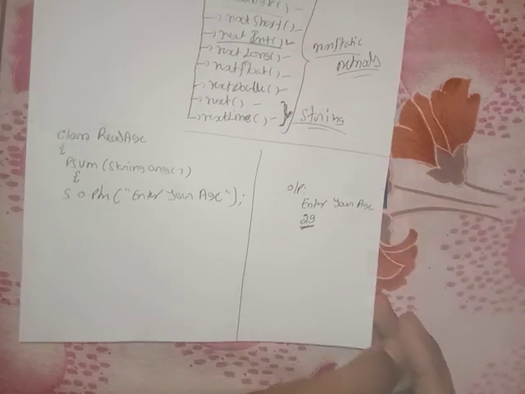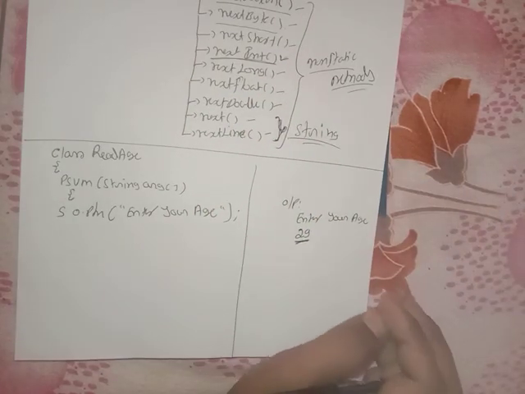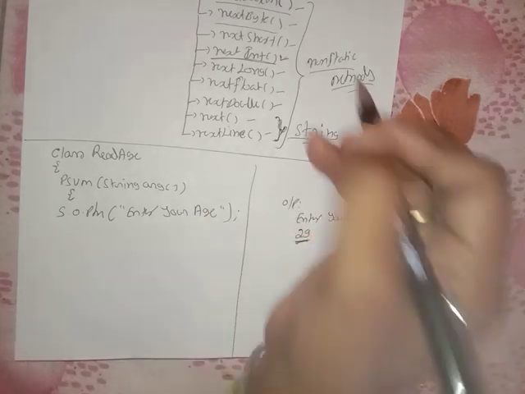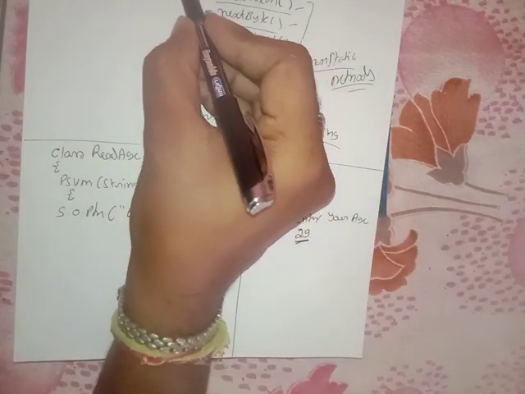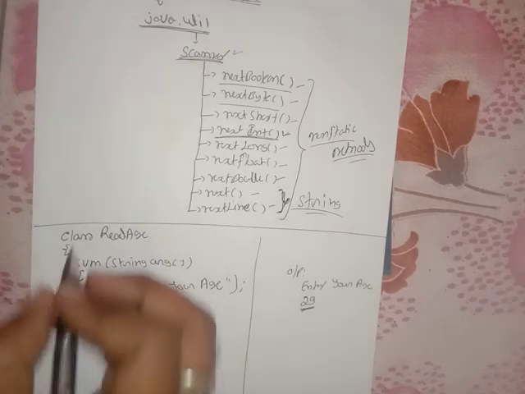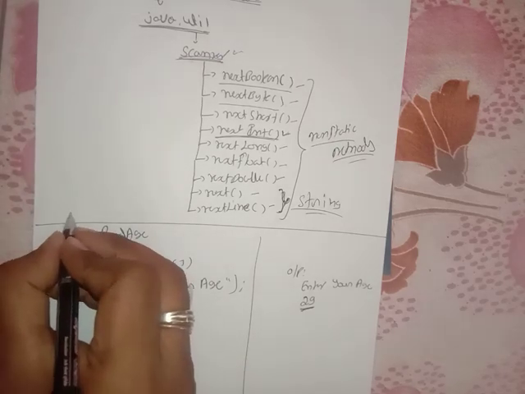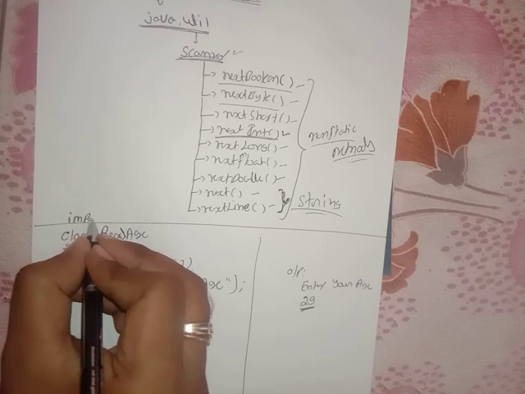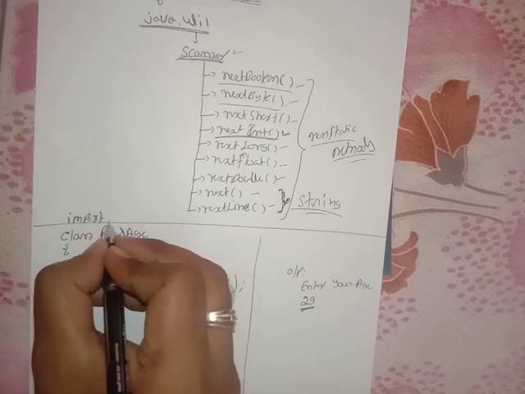But nextInt is not present in the program. NextInt is present inside where? Scanner class. Okay. For that purpose, whenever you want to read, first what you have to do? Make that Scanner class available in your program. Make that one available.